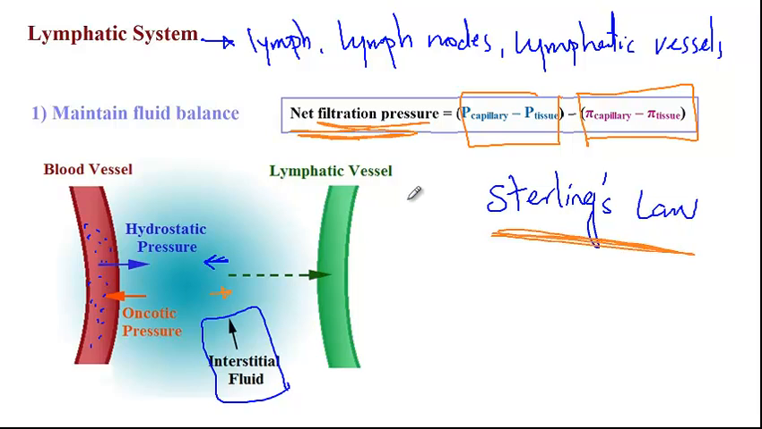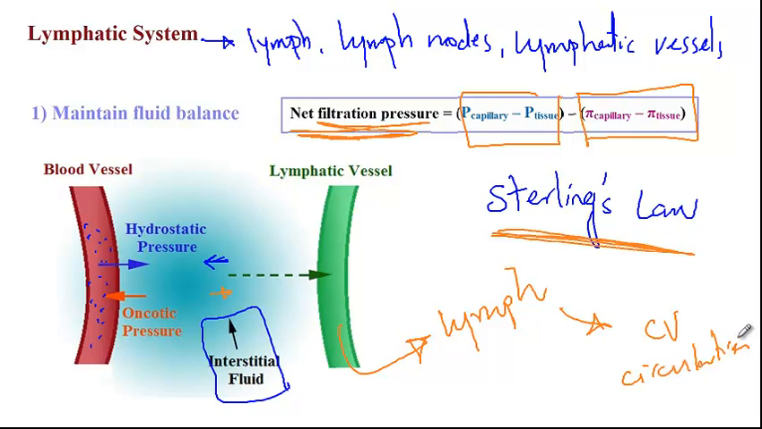And the reason is that that little fluid that leaks out, the lymphatic vessels will pick it up, and then they would empty this lymph fluid back into the cardiovascular circulation. So any fluid that has leaked out into the interstitial fluid or the tissues will be picked up by the lymphatic vessel. So the number one function was to maintain fluid balance.